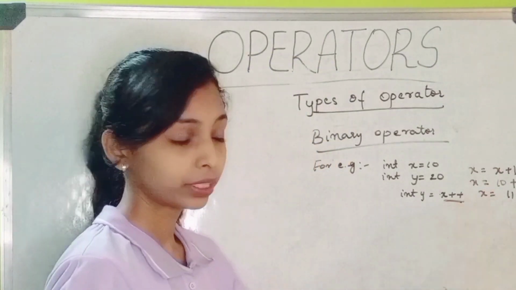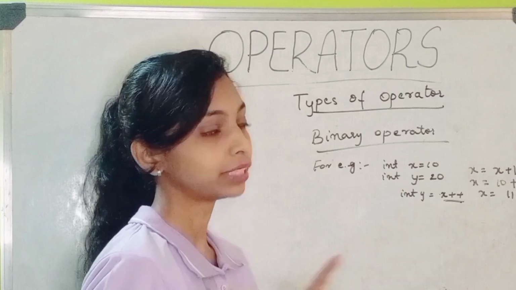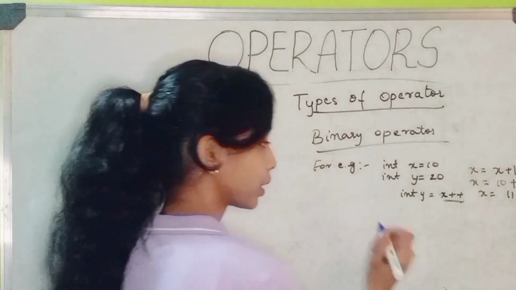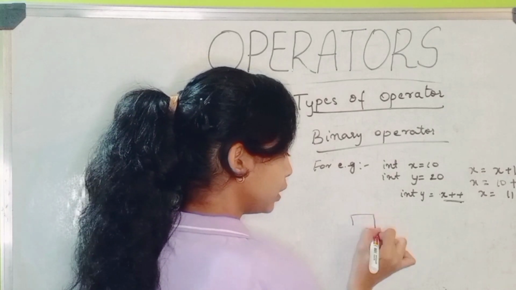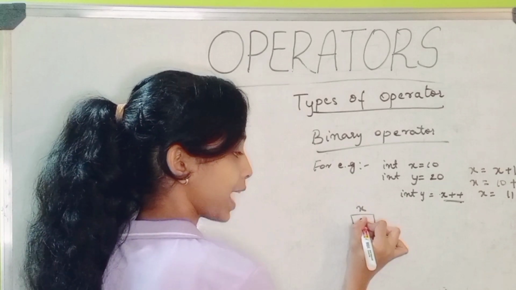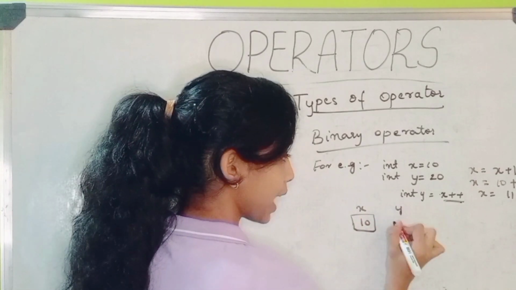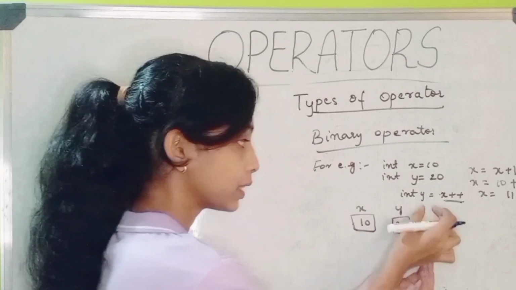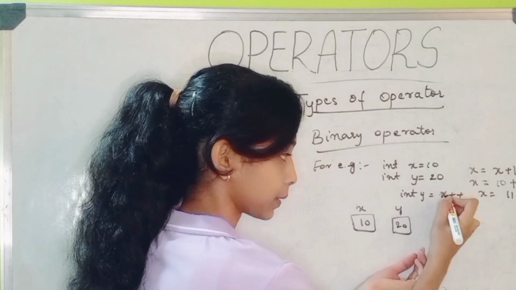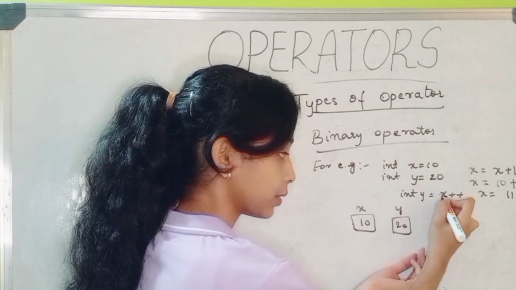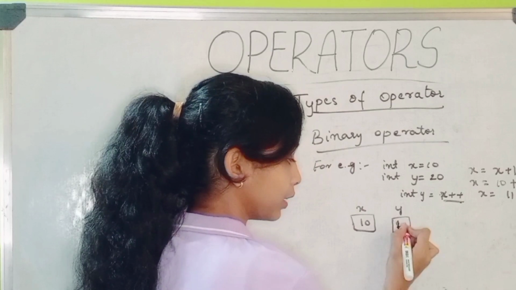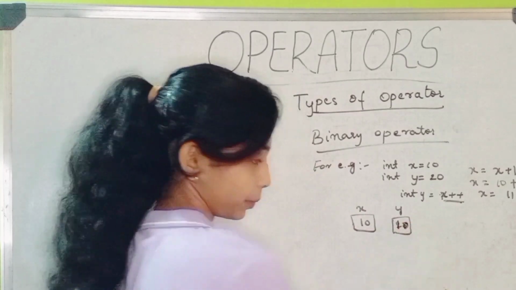Can you now say y is equal to 11? Definitely no. There is one small trick which is used here, so concentrate deeply. As I told you, x is allocated in memory with the value 10, and y has the value 20. What is the value of int y? We have int y is equal to x, and the value of x here is 10. So the value 10 gets stored in y.